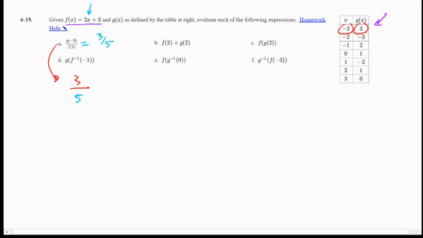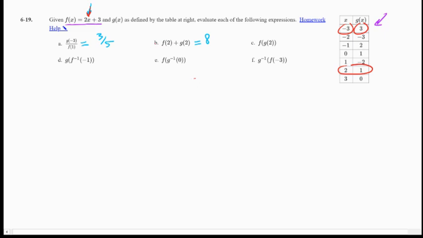Next one, I'm going to be plugging in f of 2. So down here I got 2 times 2, which is 4, plus 3, which is 7. And then g of 2, which is just 1. And so that tells me that for b, I get 7 plus 1, which is 8.